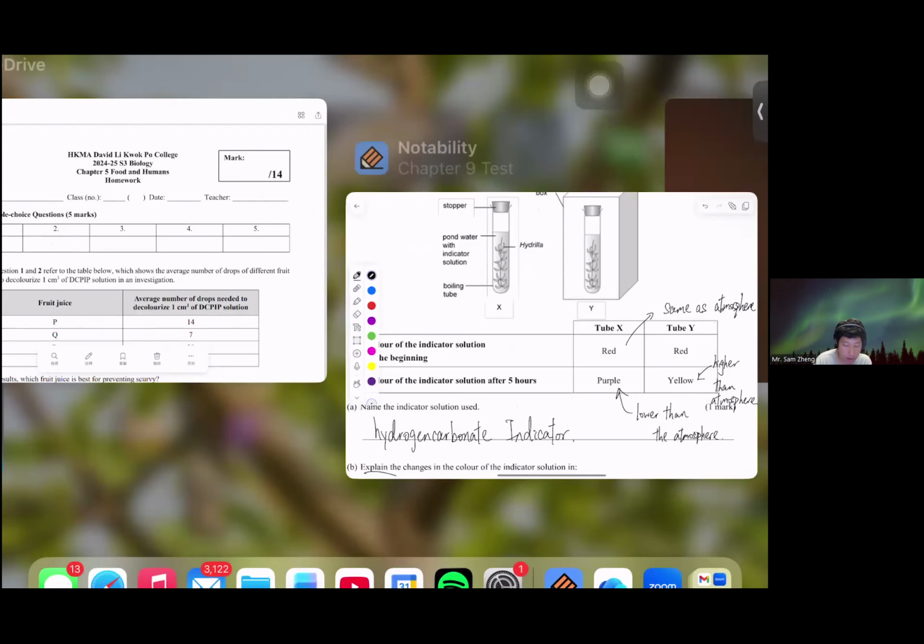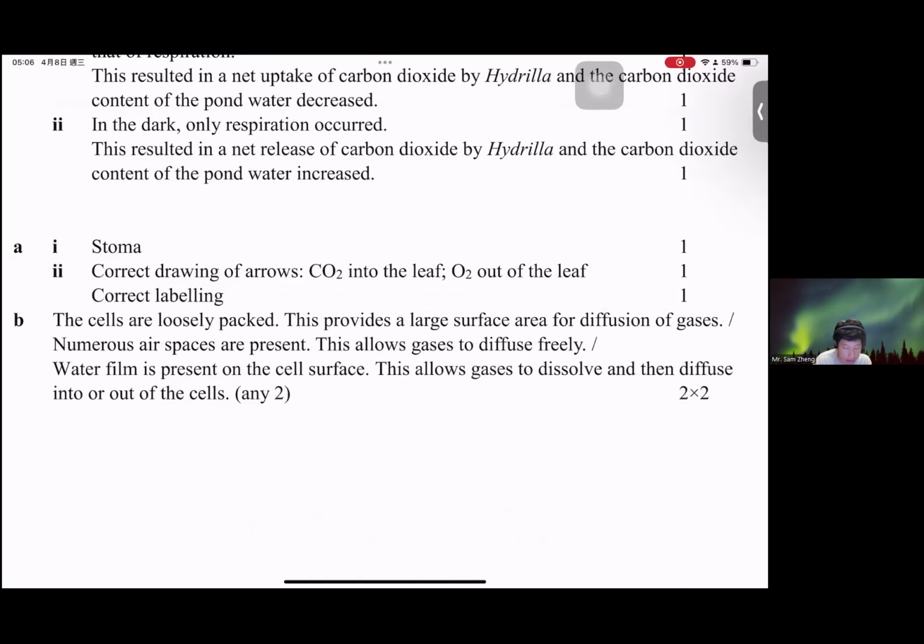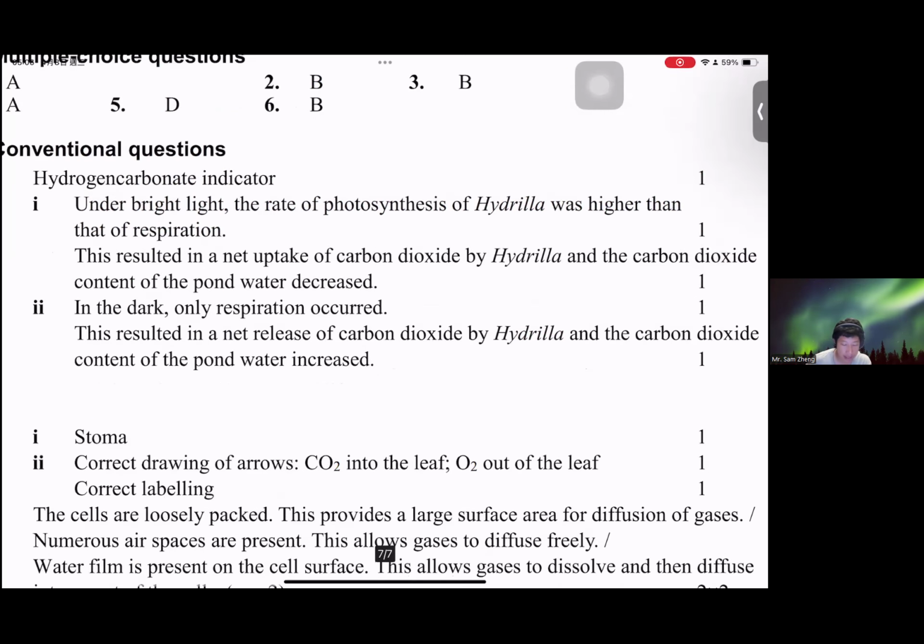So when you look at the answer, you will see that under the bright light, the rate of photosynthesis of this plant was higher than the rate of respiration. So we need to do a comparison: whether photosynthesis is higher than respiration, or respiration is higher than photosynthesis. This is something that we need to mention.